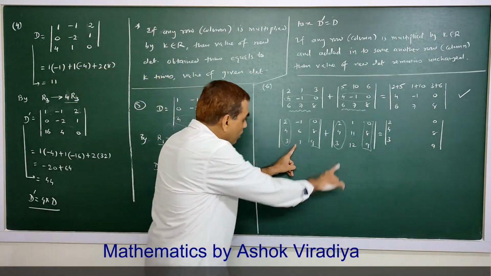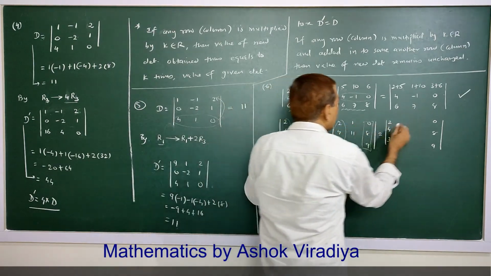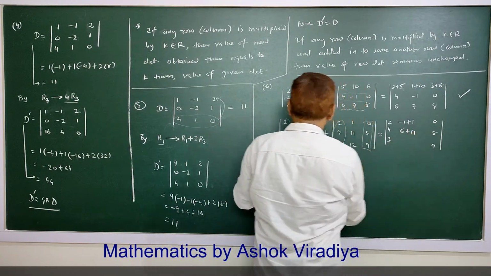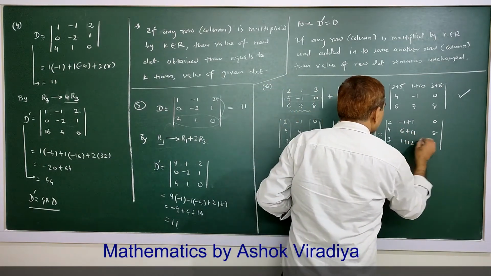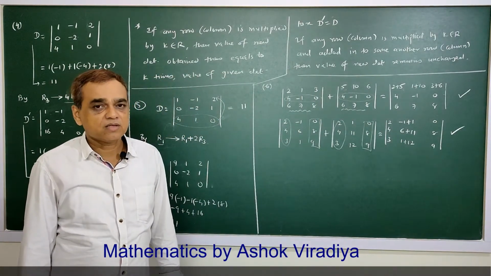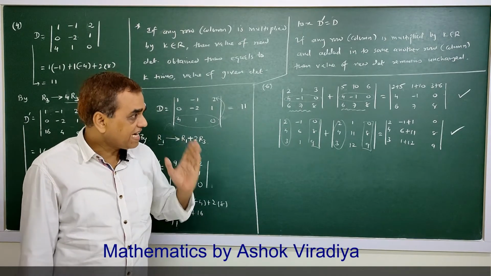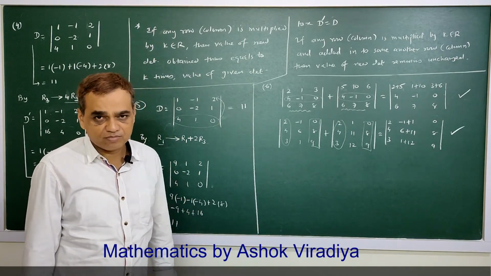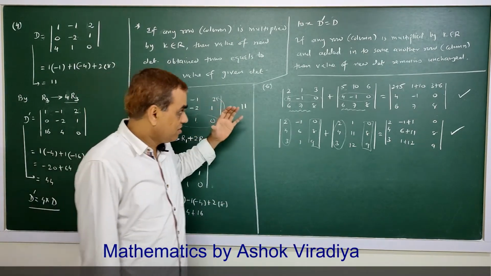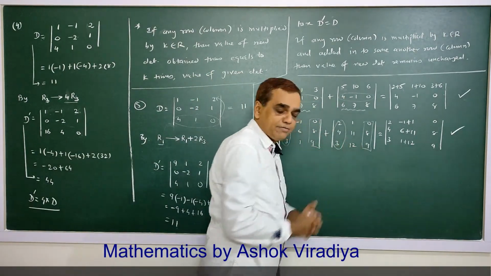Second columns are unequal, so we add the second column. So minus 1 plus 1, 6 plus 11, 1 plus 12. So this is correct. Addition is allowed in any one row or in any one column, not in every row or every column, and under the condition that two lines, two rows or any two columns, must be the same.